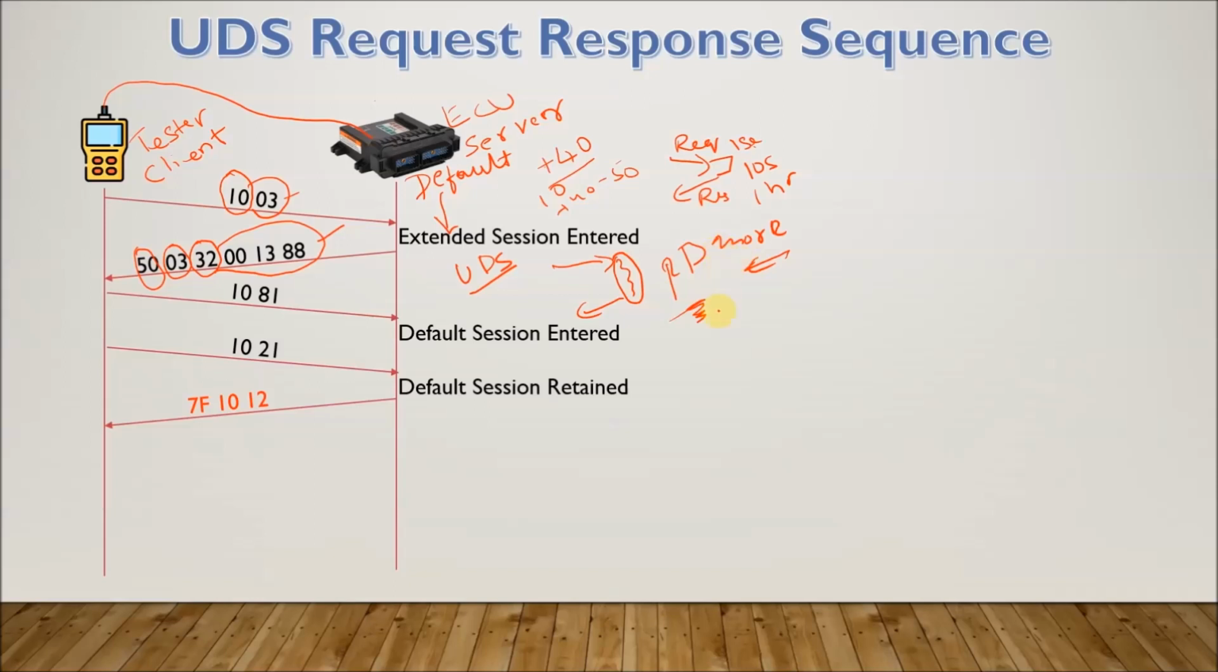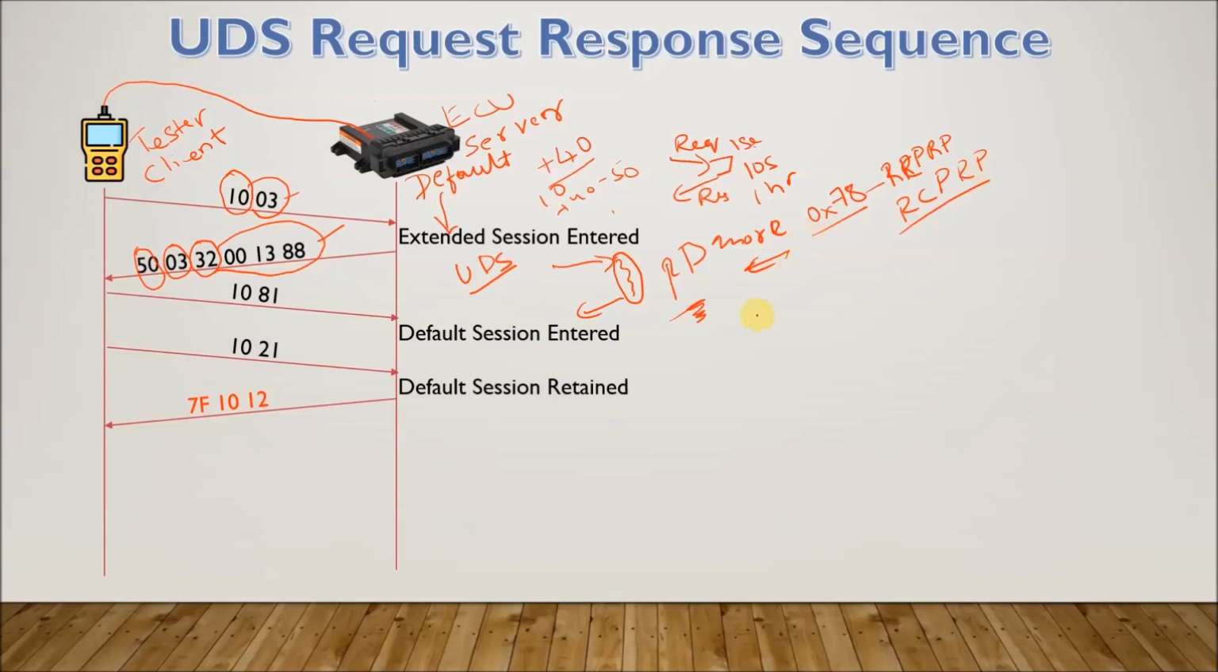So to make a compromise, a particular NRC called hexadecimal 78 was introduced, which tells request correctly received, response pending. Request correctly received, positive response pending. So it assures that the ECU is connected. Don't worry, we still need a little bit more time to compute the positive response, and once it's done, we will send you the positive response.